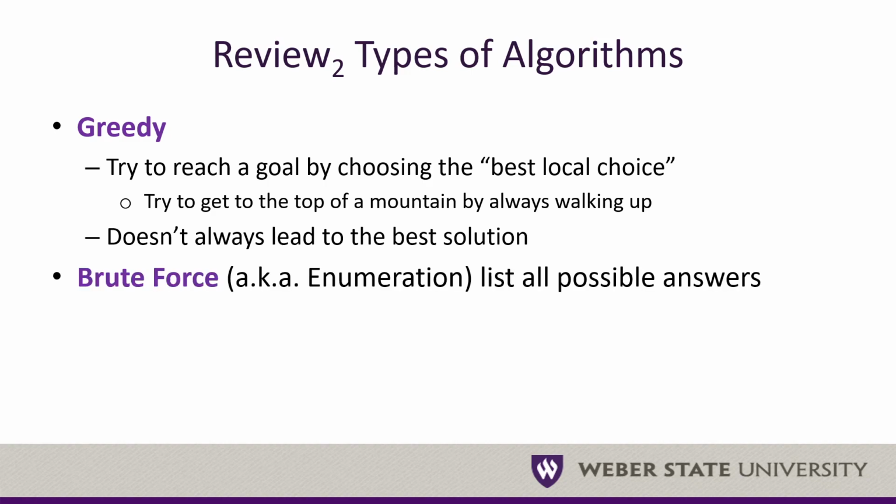Brute force is the one I didn't mention last time. We also call this enumeration. It's listing all possible values. If you were to do this for chess, how long would you be here? A while. A really long time. It's like 10 to the 10,000 power, if I remember it, roughly, for the possible number of chess games that can be played.